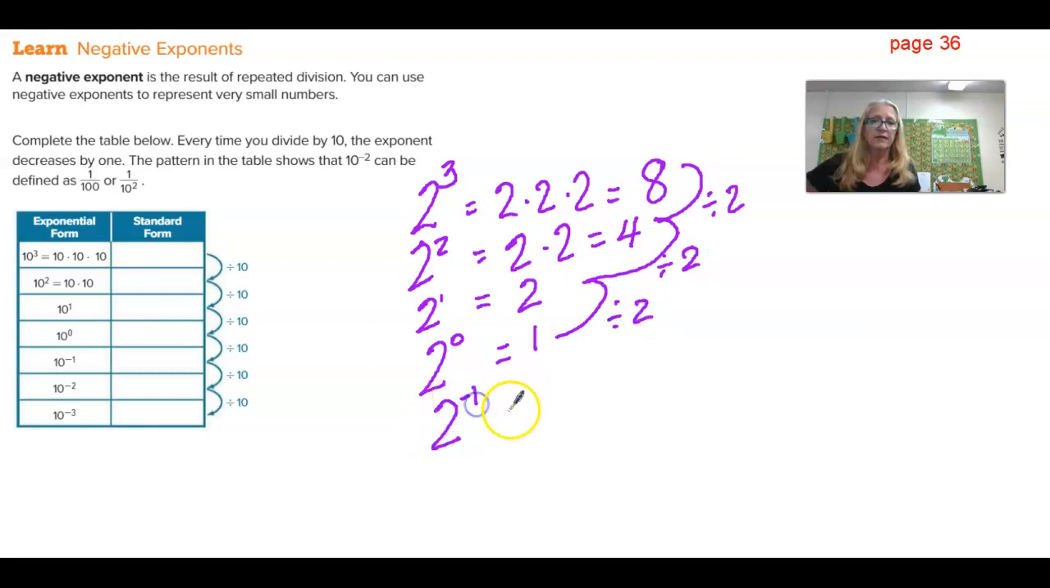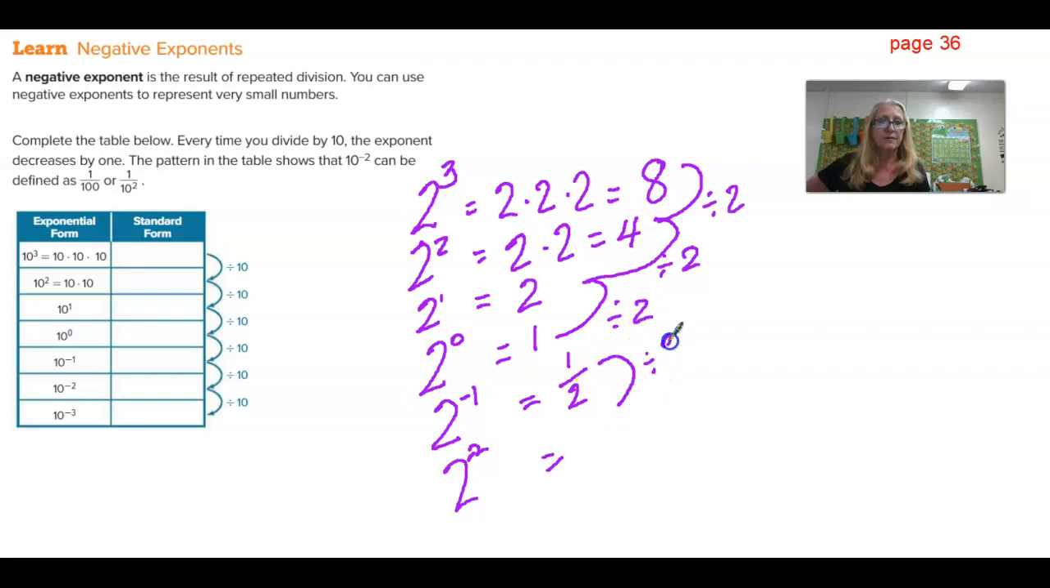What if we go 2 to the negative 1 power? What's 1 divided by 2? Well, 1 divided by 2 is 1/2. Okay. What if we did it again? 2 to the negative 2 power. What's 1/2 divided by 2? 1/2 divided by 2 is 1/4. Right? And if I had room here, I could even go 2 to the negative 3 power. 1/2 of 1/4 is 1/8.